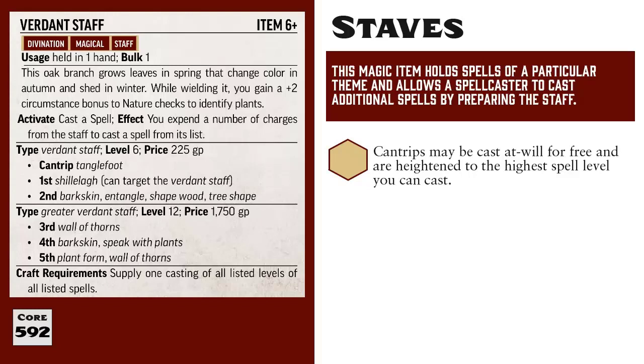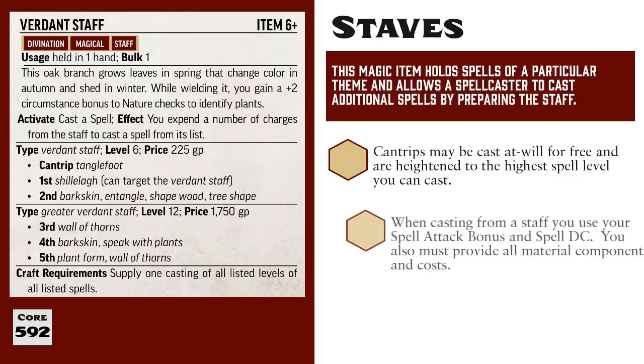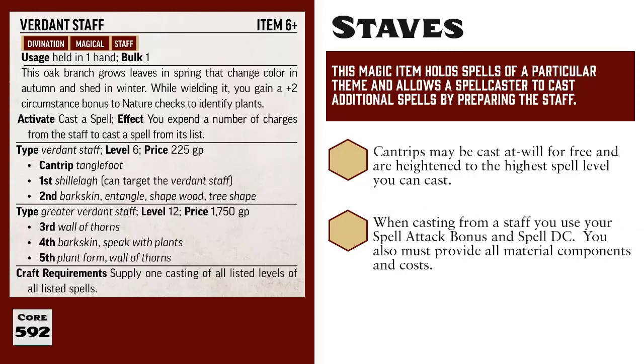When you cast from a staff, you use your spell attack bonus and spell DC, but unlike with Scrolls and Wands, when casting with a staff, you still must provide any required material component or any other cost, as well as use any required focus.